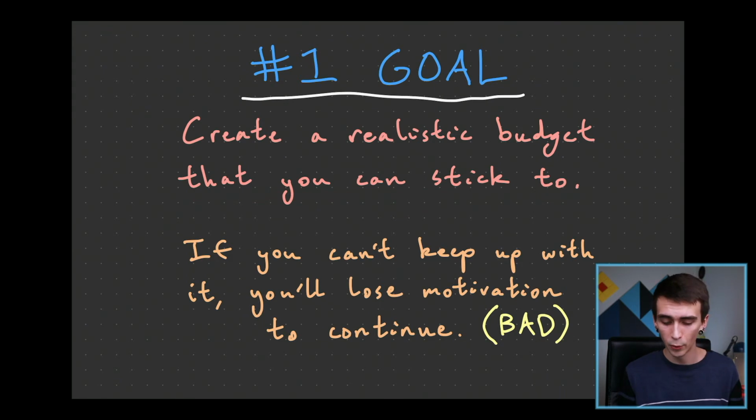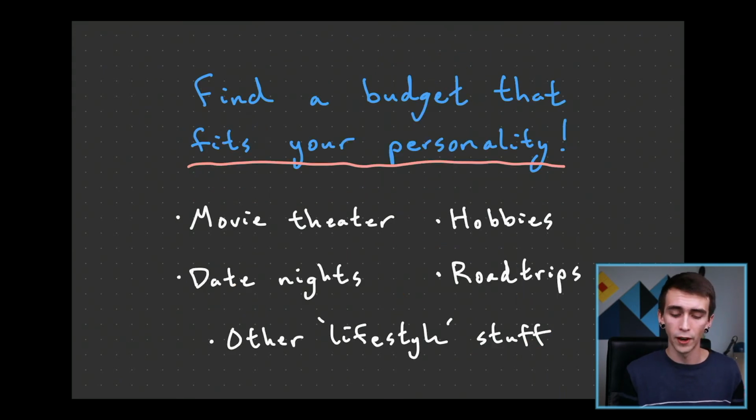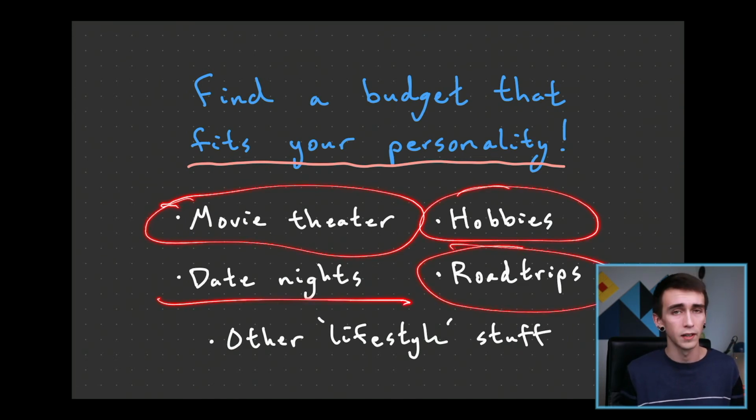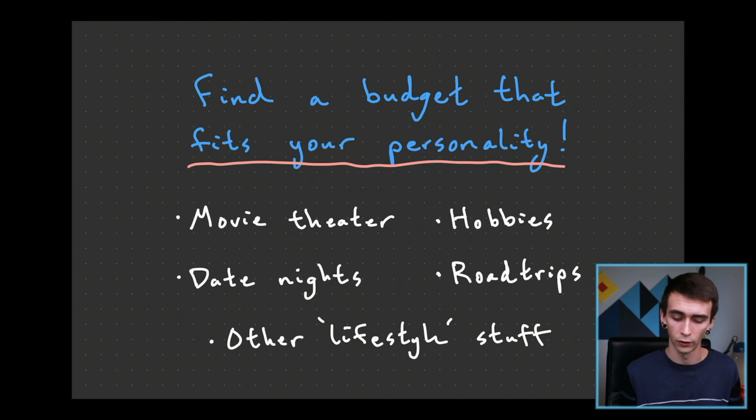If you can't keep up with it, you're going to lose motivation to continue, which is bad. So you need to find a budget that fits your personality. That is the key thing here. Do you like to go to the movie theater with your family every week? Budget for that. Budget for your hobbies, budget for your road trips. Maybe you have a date night with your partner every week or something like that. You need a budget for that as well. And then there's other lifestyle stuff, like going on bike rides, or maybe you're a skateboarder and you break your board all the time and you need to buy new ones.